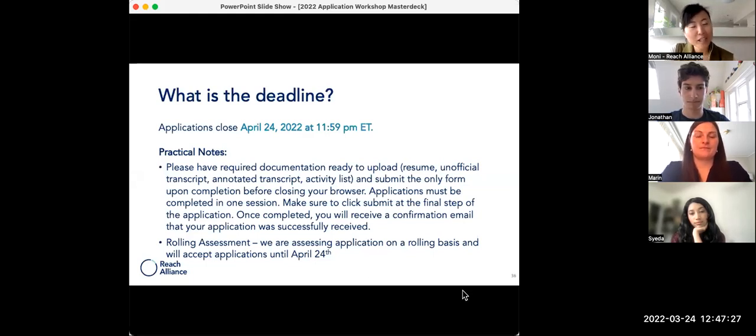And then rolling assessment. We are reviewing applications as they come in. But we will accept all the way up to April 24th. So if your application is ready, we encourage you to submit it as early as it's ready, so that we can have time to assess it as it comes and allow us to be able to provide timely responses by May 13th. Everyone who has submitted an application will receive a response.